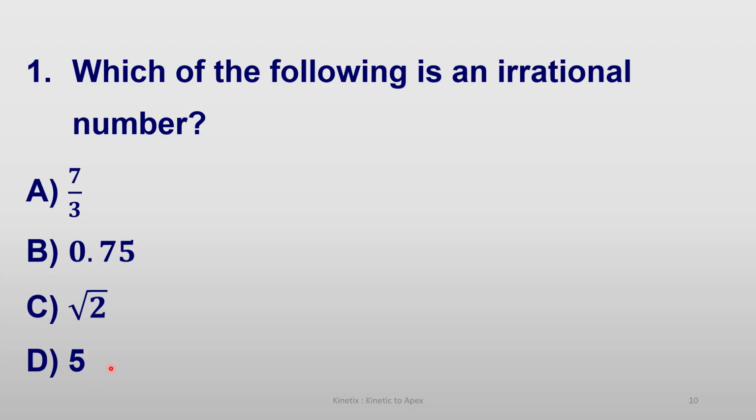5 is also a whole number, so that is also a rational number. 5 can be represented as 5 divided by 1. So again, it is in the form of p by q, so it is also a rational number. Here the answer will be C. Root 2 is an irrational number.